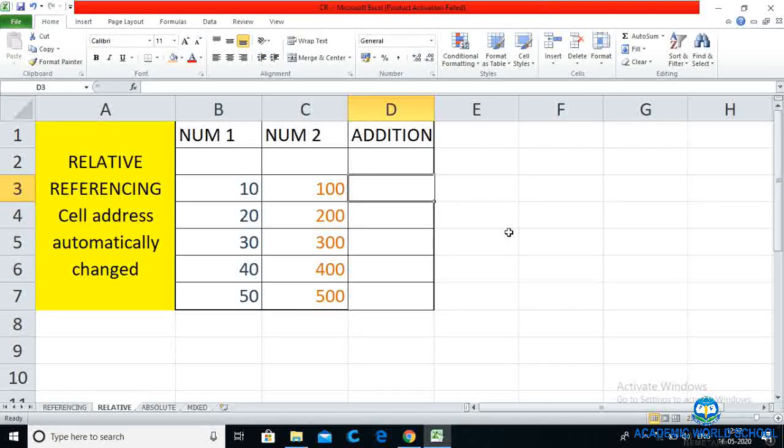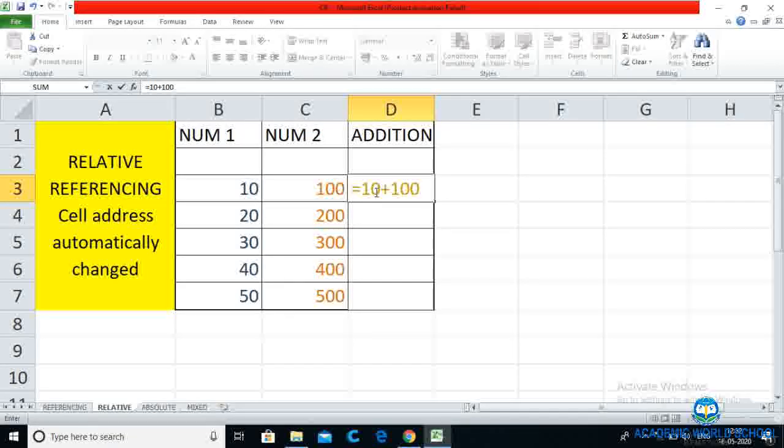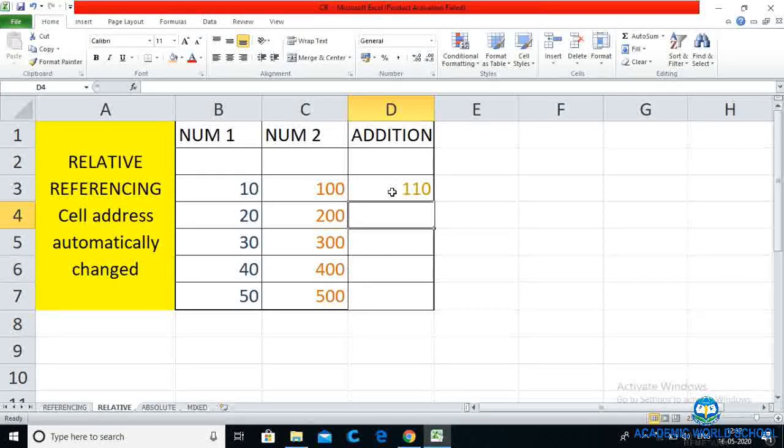Now here also we are going to add these two numbers. So let's take the previous example's method, that is equal to 10. We are taking the cell value right now, plus 100. Okay, the answer is 110, we all know.